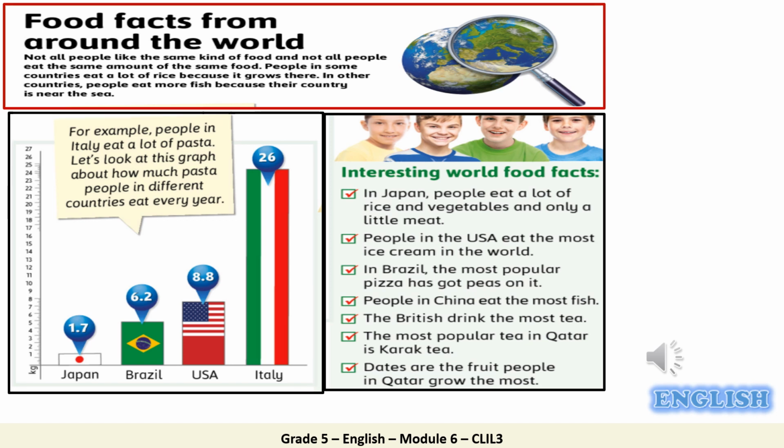Interesting world food facts. In Japan, people eat a lot of rice and vegetables and only a little meat. People in the USA eat the most ice cream in the world. In Brazil, the most popular pizza has got peas on it. People in China eat the most fish. The British drink the most tea. The most popular tea in Qatar is Karak tea. Dates are the fruit people in Qatar grow the most.